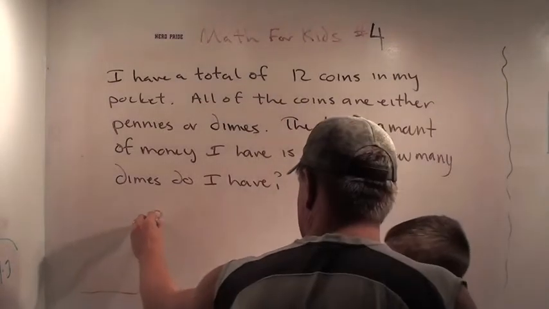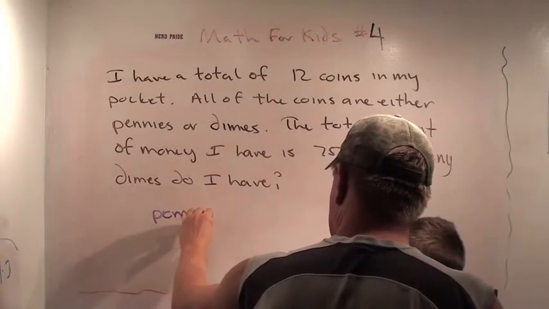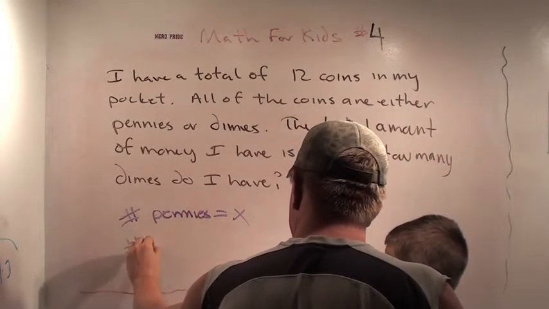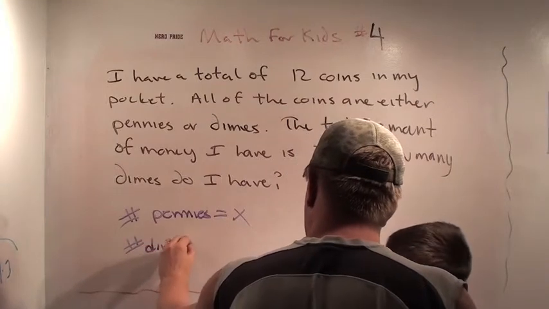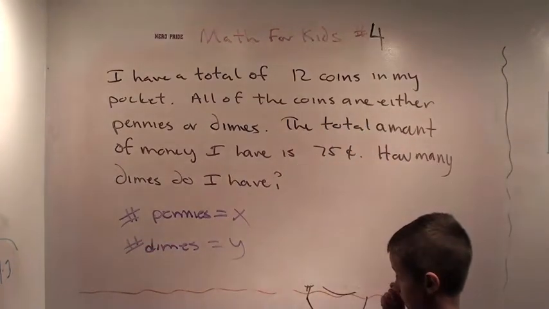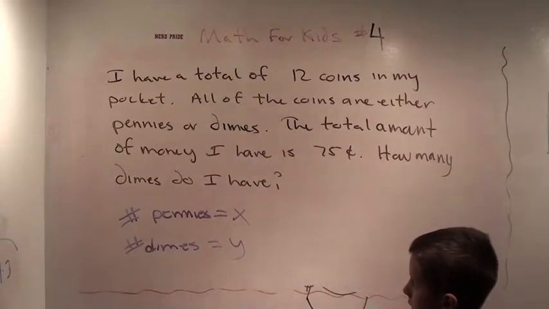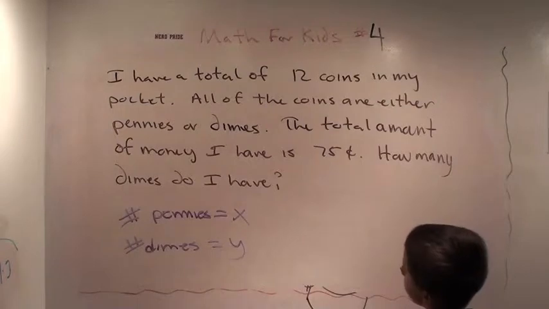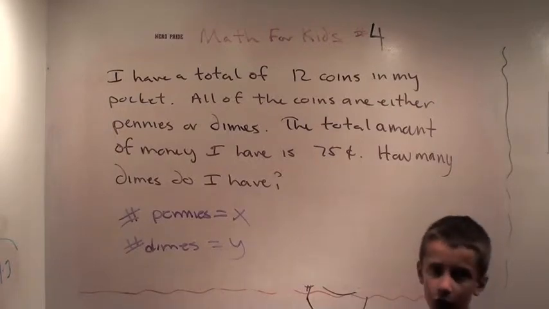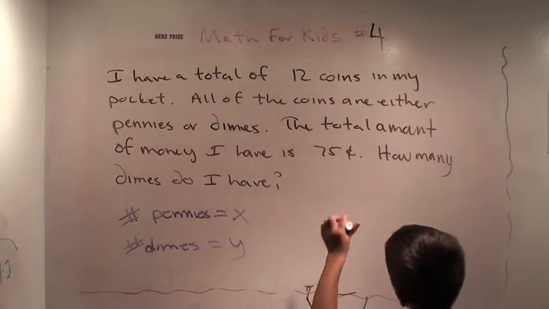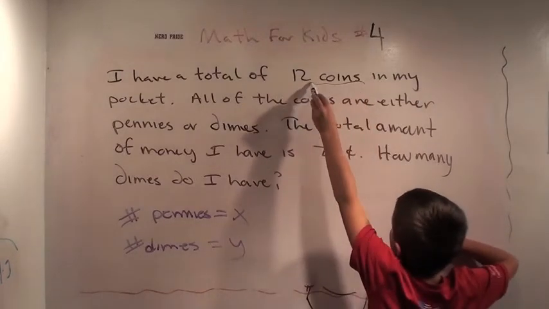So the pennies. Right, the number of pennies is X, and the number of dimes is Y. Okay. So what do you know about X and Y then? X plus Y equals 12. How do you know that? Well, all of the pennies and all of the dimes, and you have 12 coins in all.